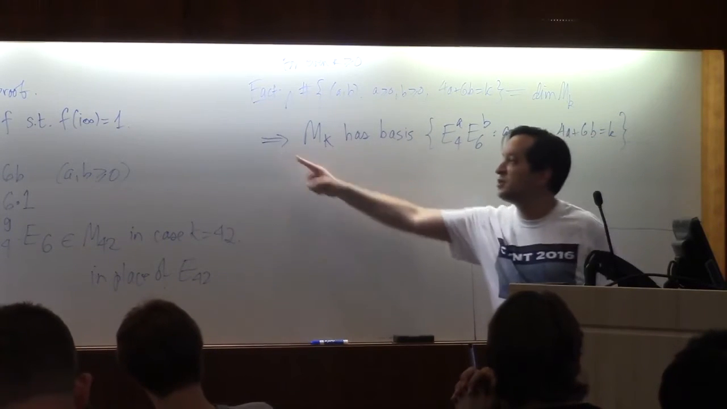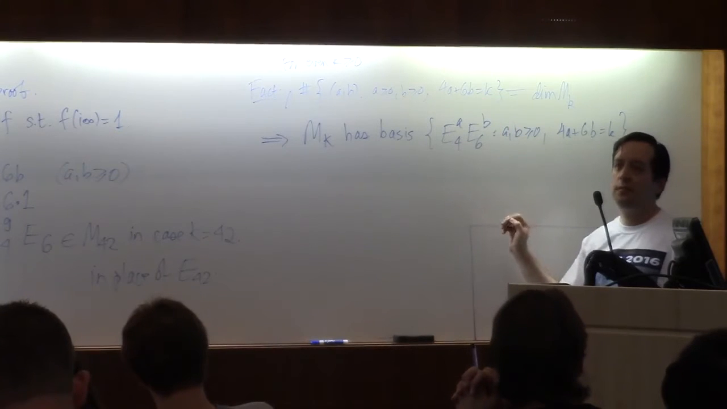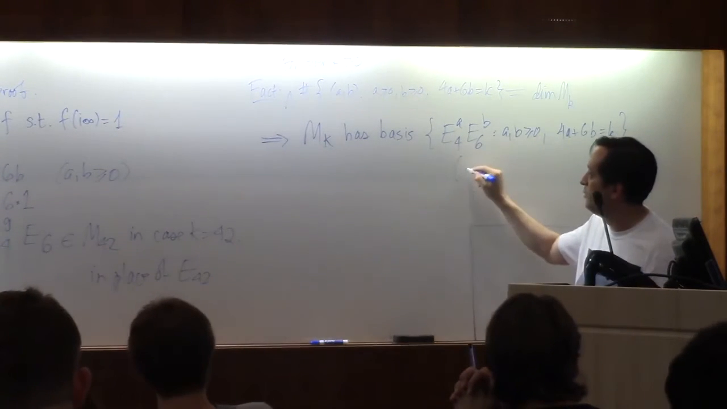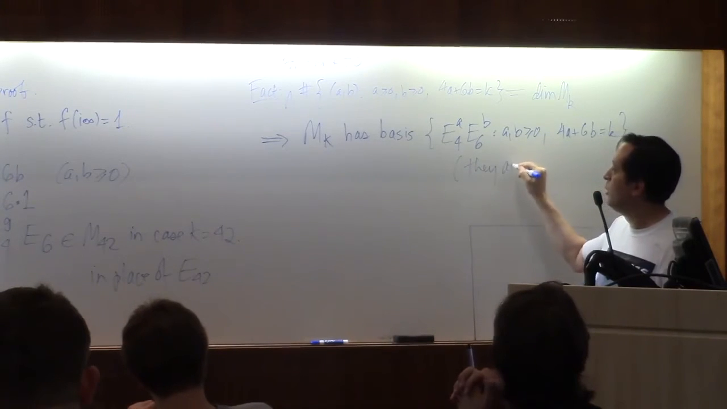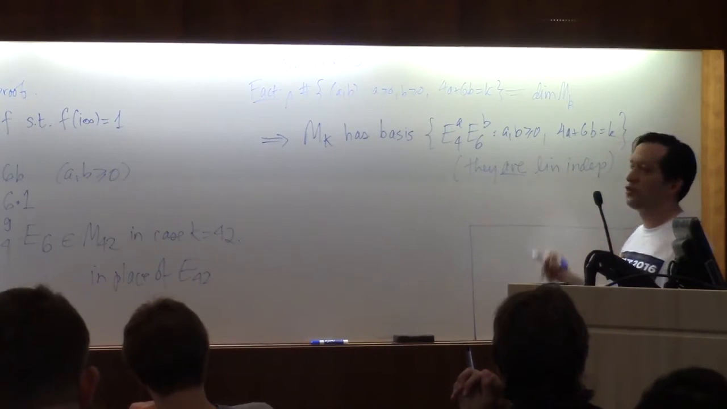This implication is not immediate. That just means that this set has that size. But why is this a linearly independent set? You have to prove that too. They are linearly independent. Okay, that requires some argument.